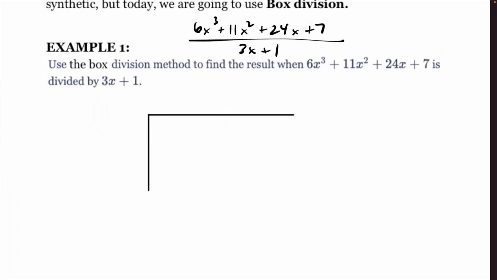Okay, so start with half the box. Kind of looks like a division symbol, right? That's not a coincidence. It's supposed to. Okay, so we start with the divisor. The divisor, we're going to move this side. That's going to be outside the house, right? Like 4 is outside the house. We're going to build this outside the house. Well, it's two terms. So we're going to have 3x, and I'm going to have a positive 1.